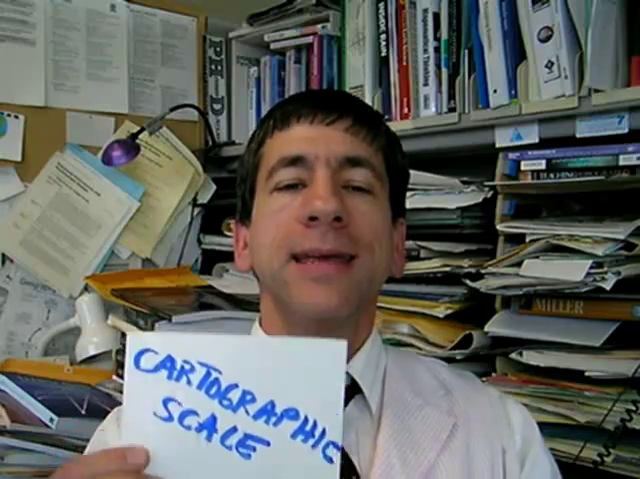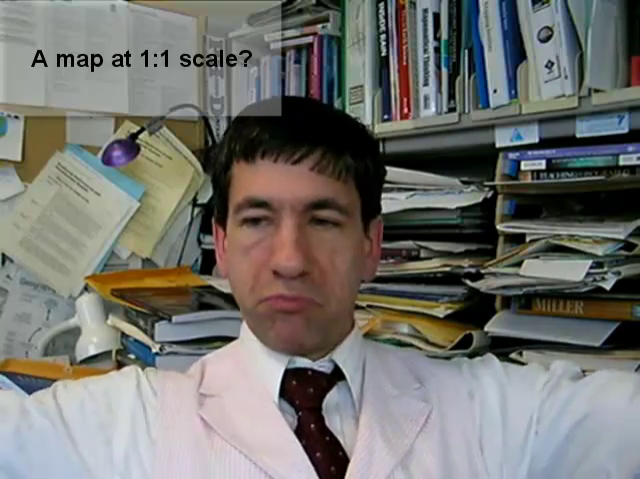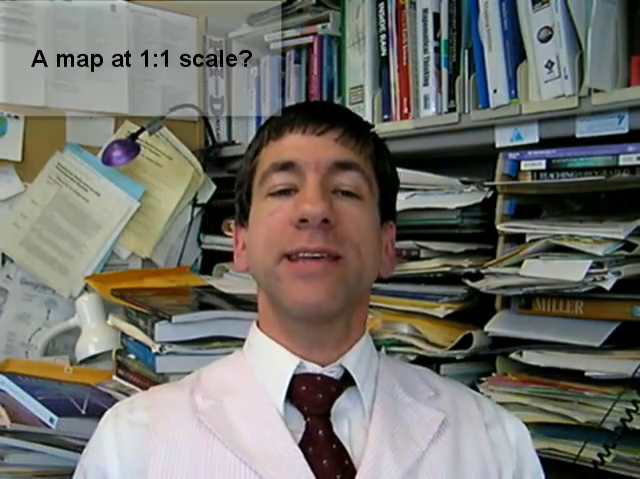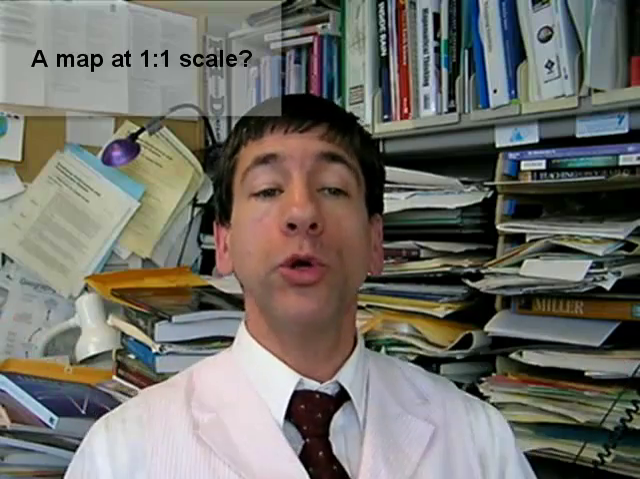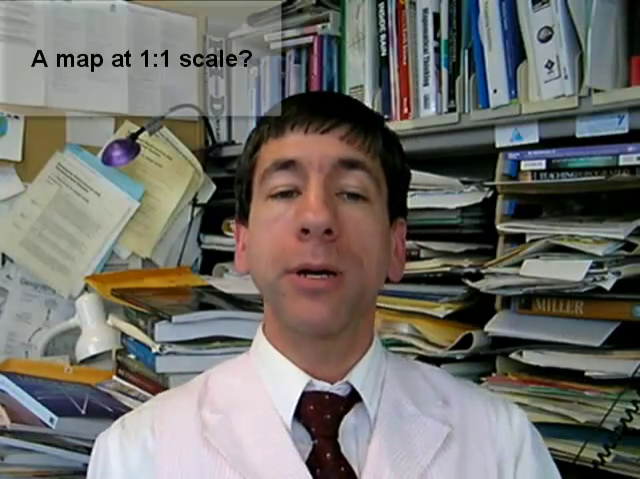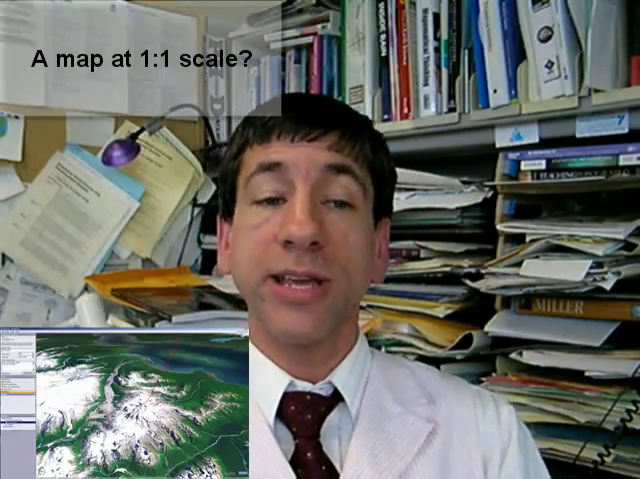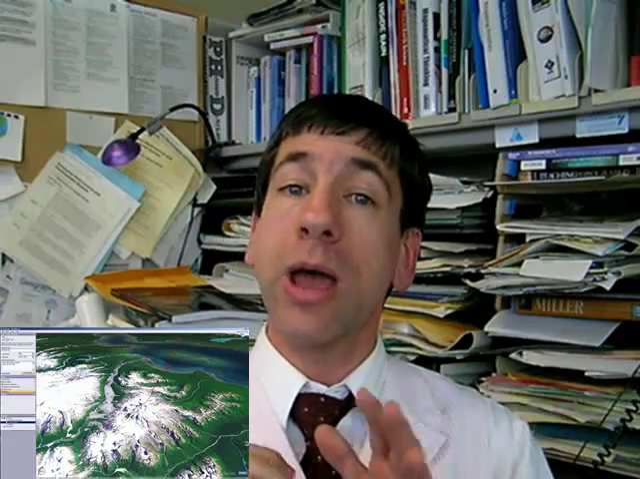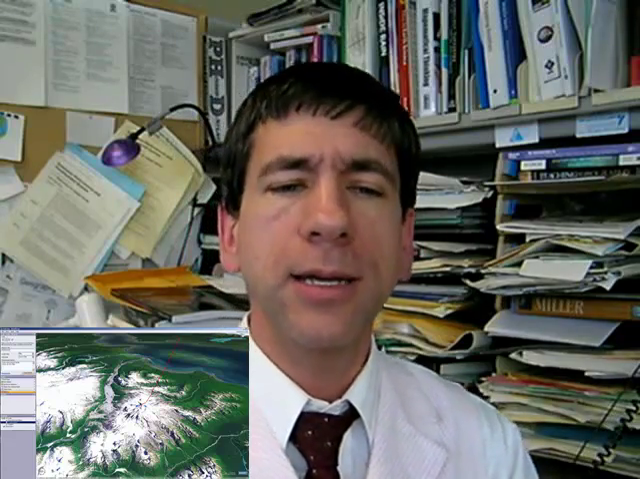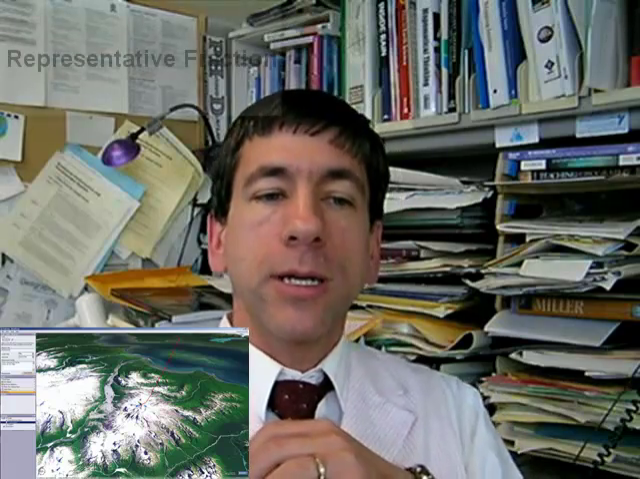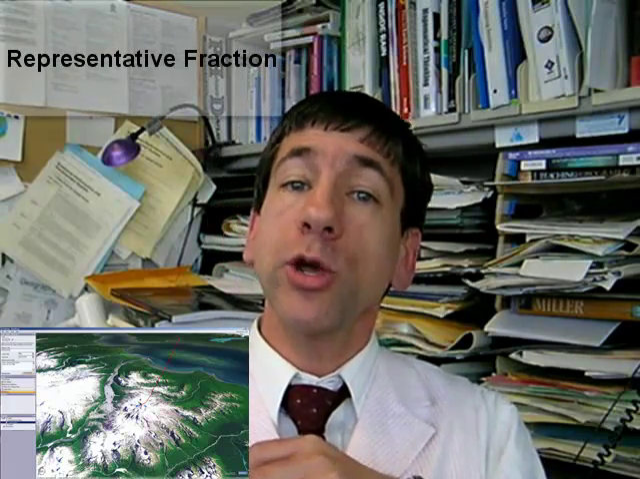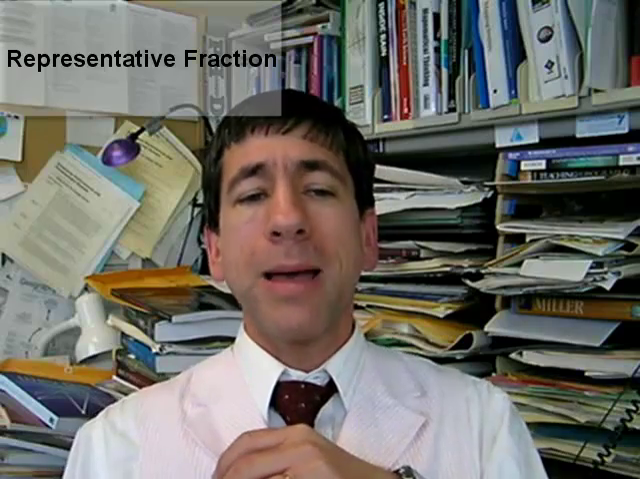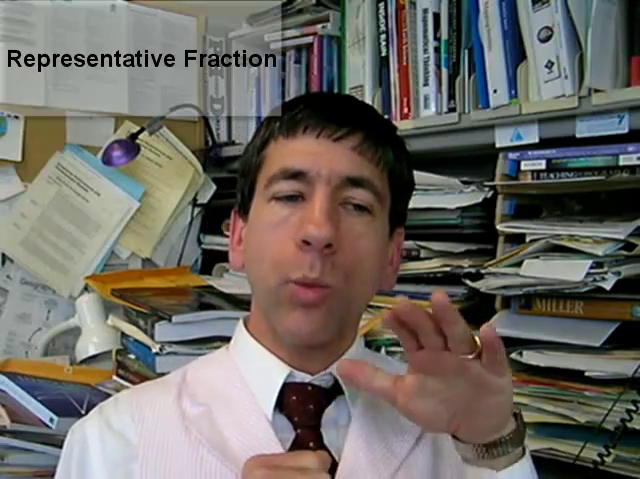Cartographic scale. If you made a map of your classroom at 1-to-1 scale, how big would it be? The size of your classroom. Obviously, that would be really clunky, hard to fold too. So we reduce the scale of the Earth to fit it on a map, whether it is a paper map or a 2D or 3D representation on a computer screen, such as in a Geographic Information System, or GIS. We use a representative fraction, which is a ratio of the map distance to the Earth distance. For example, a map at 1 to 10,000 scale means that 1 unit on the map represents 10,000 units on the Earth.